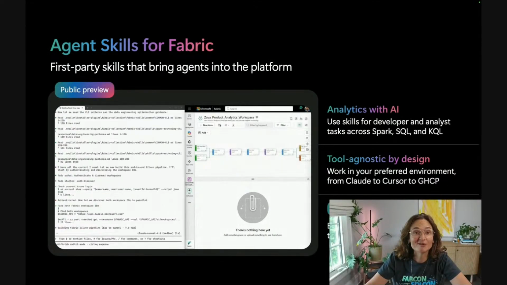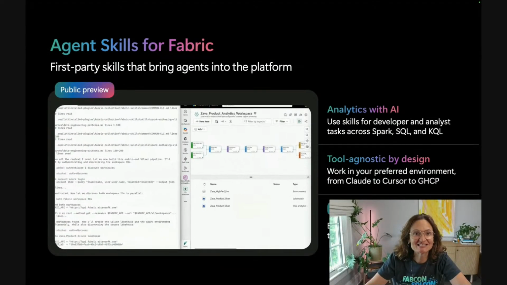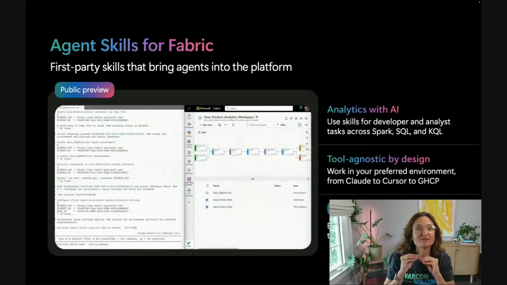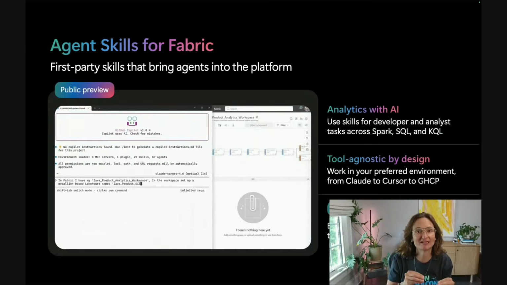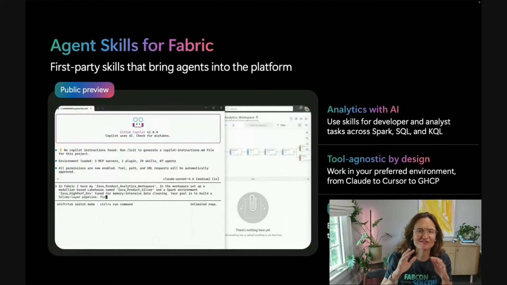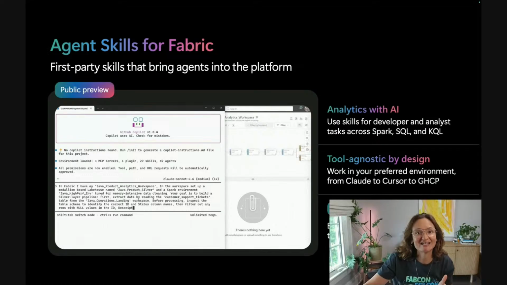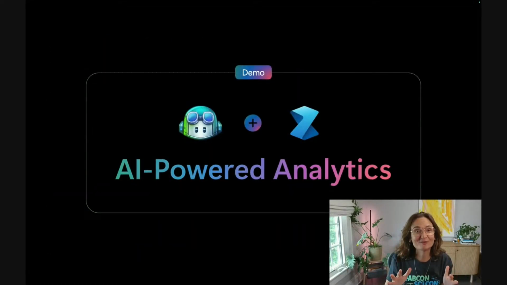Another really cool thing we showed at Build is agent skills for Fabric. These are first-party skills we publish for you to be able to pivot completely to agent-driven development in Fabric. This removes all the need for manual clicky-clicky, draggy-droppy to just asking the agent for what you want. So let's take a look at how you can build an entire end-to-end ingestion layer with just a prompt.